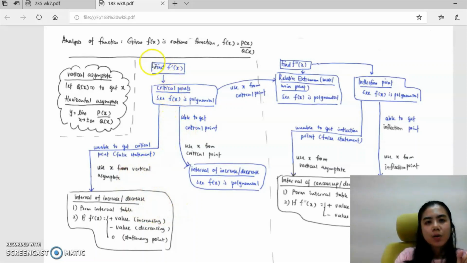What you have to do is begin by finding the f prime first. Once you have found the f prime, then you have to check the critical point. And the options come here: you will go to this part if you are unable to get the critical point, and if you are able to get the critical point, we go to here. Okay, so let's go back to the question. The first thing that we have to do is find the f prime.